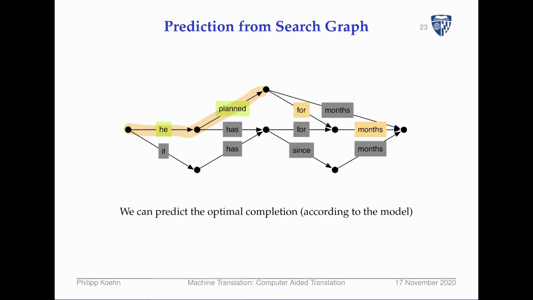If what the translator types in is not in the graph anymore, that's a problem. So what can we do then? Let's say the translator types in something like he wanted 4 months. That's not in there, but we can basically find 2 possible paths. This is one here that only differs by this word, and here is another path that also differs by this word.